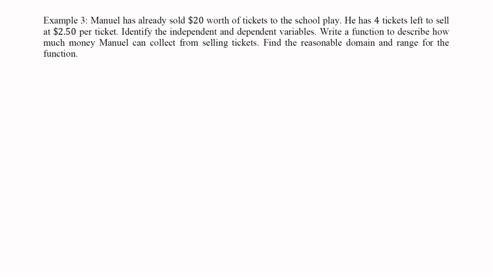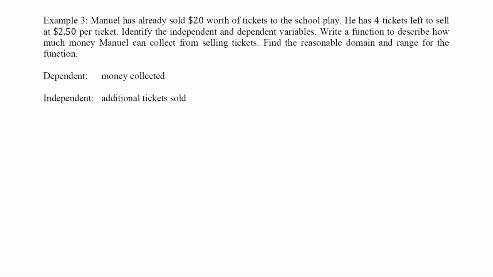So in this example, Manuel has already sold $20 worth of tickets to the school play. He has 4 tickets left to sell at $2.50 per ticket. We want to identify the independent and dependent variables, write a function to describe how much money Manuel can collect from selling tickets, then find the reasonable domain and range for the function. So the amount of money collected is dependent on the additional tickets sold. So those are our dependent and independent variables.